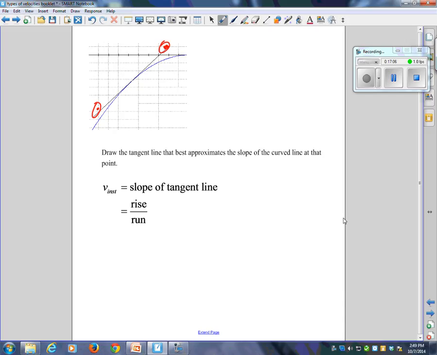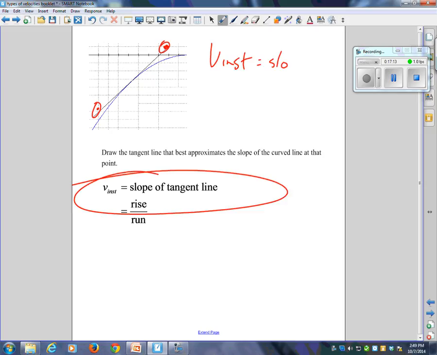To find the instantaneous velocity, it's simply, well, it's right here. V inst is the slope of the tangent line. Cool. Okay? V inst is the slope of the tangent line.